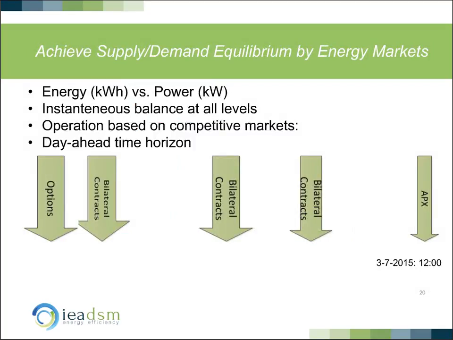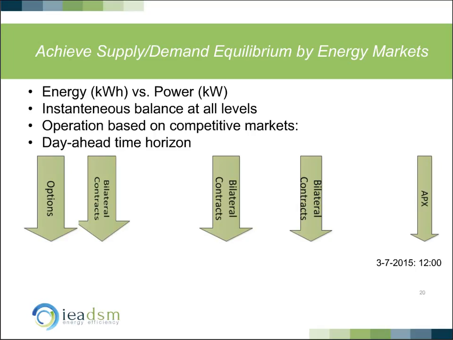And if you look, for instance, at the system in the Netherlands, here you have the time axis on X. You have long-term options leading to bilateral contracts and other bilateral contracts approaching the final point of delivery.